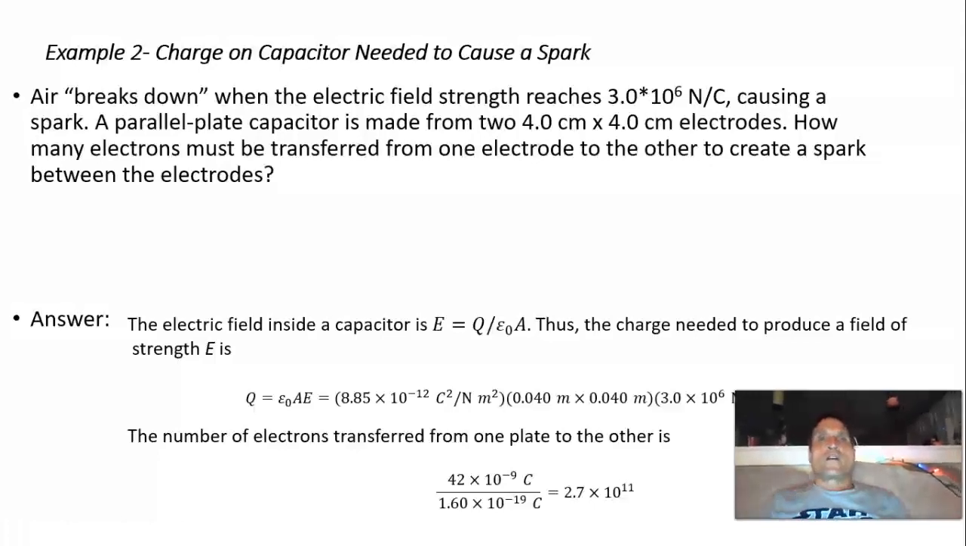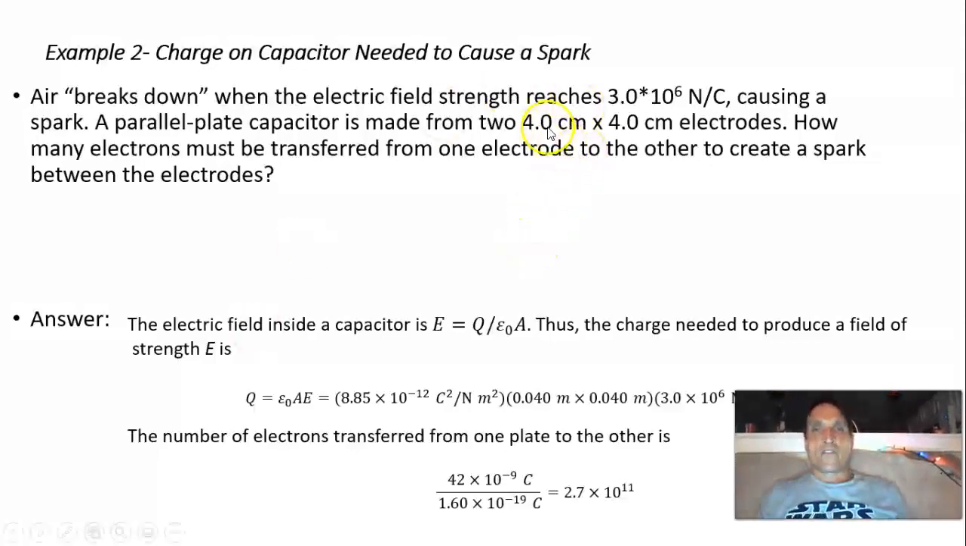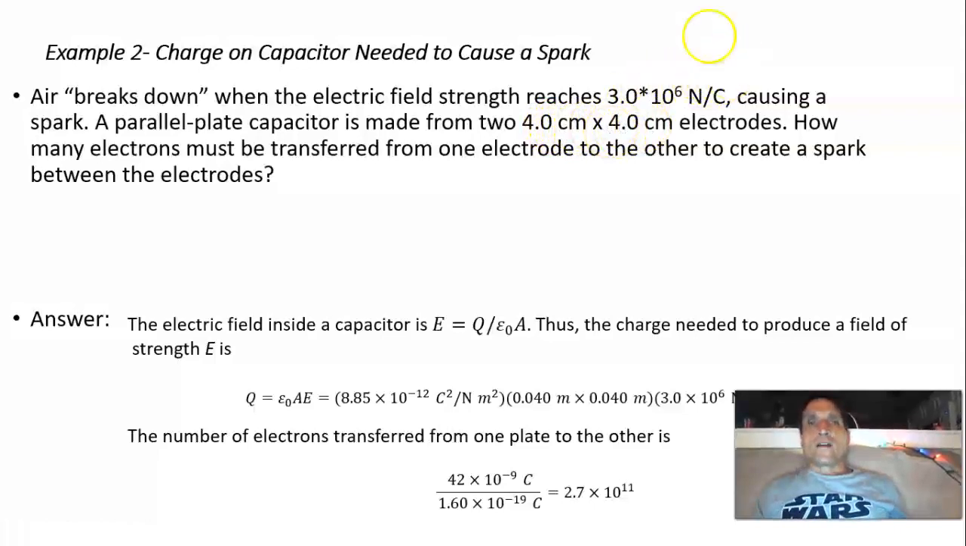So let's consider air. You have a parallel plate capacitor, and it's square, and we have 2 electrodes that are 4 centimeters by 4 centimeters. You can look up that when the electric field strength reaches 3 times 10 to the 6 newtons per coulomb, that's a strong enough field to break down air, causing a spark.